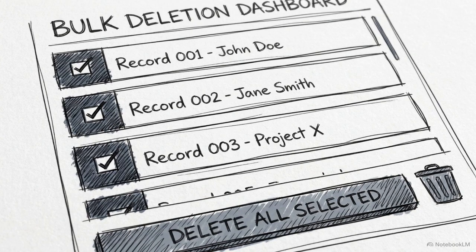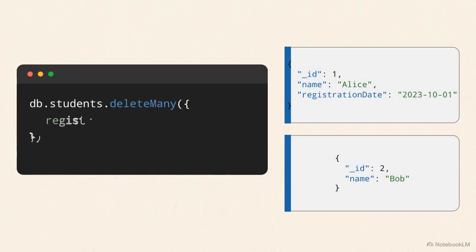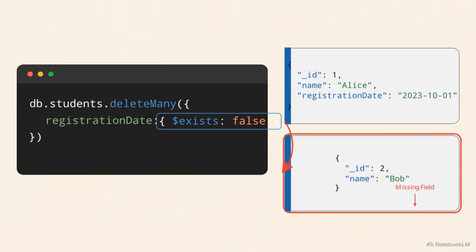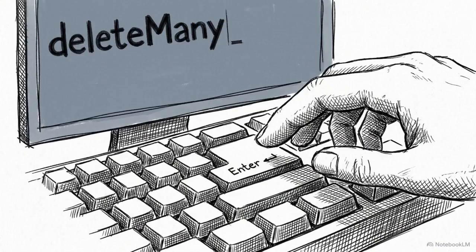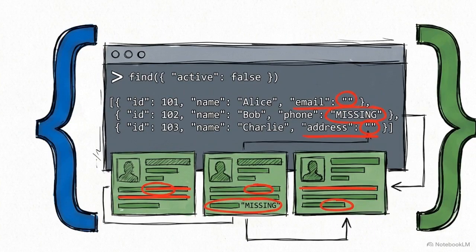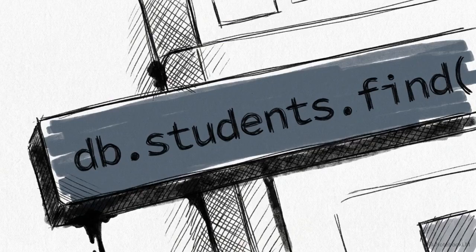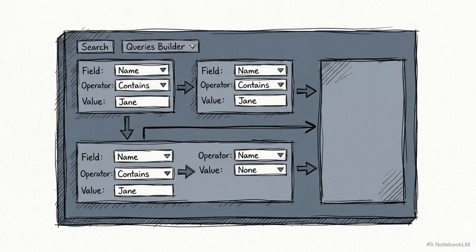For mass removals, the deleteMany command can target multiple documents based on shared characteristics. For example, if we need to remove files missing our registration date, we use the exists operator set to false. This targets every document where that specific field is absent. Before running a mass delete, execute a find command using the same criteria. This allows you to verify exactly which records are about to be removed before you commit to the deletion. Data removal requires precision. Using retrieval commands to check your filters ensures you only clear out the data you intended to remove.